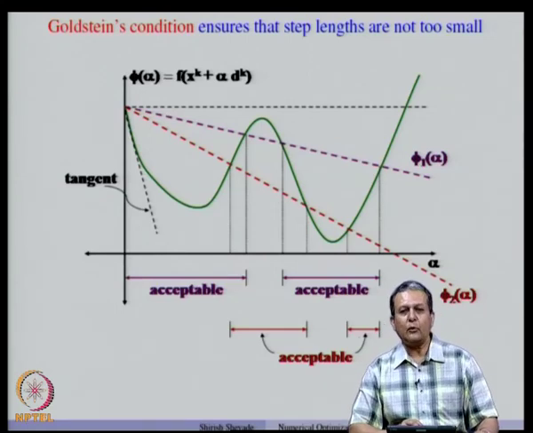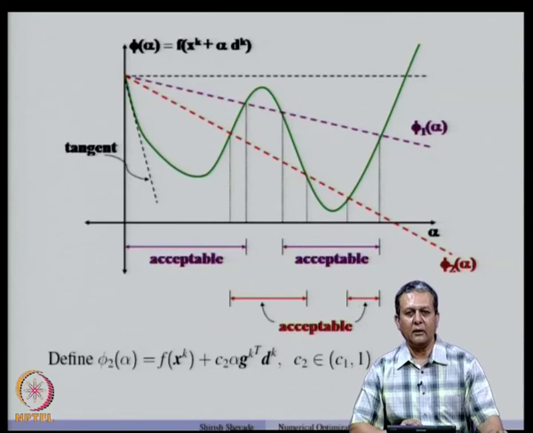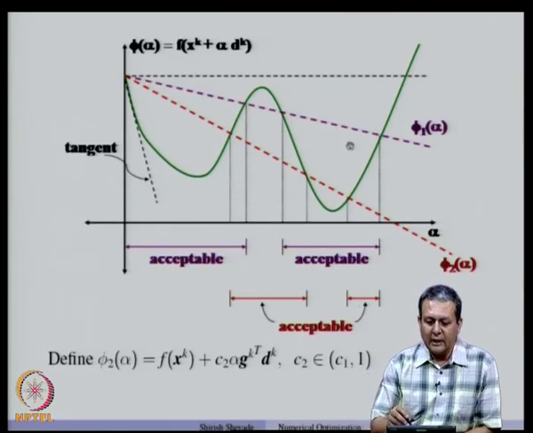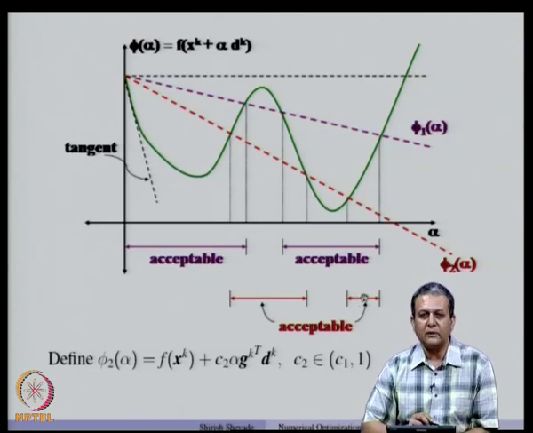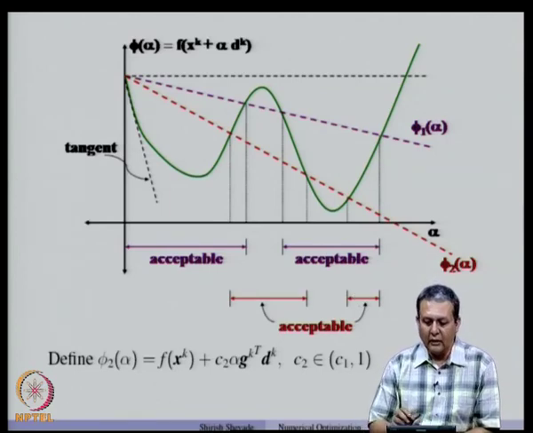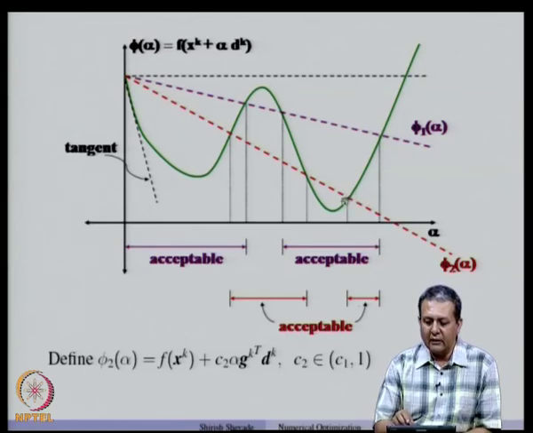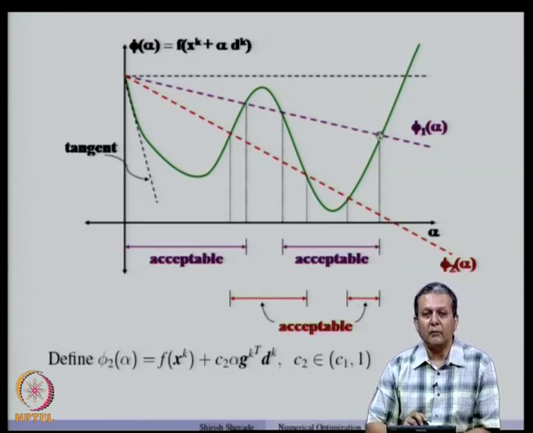So, now if we combine these two conditions, Armijo's and Goldstein's condition, you will see that this is the acceptable interval length for Armijo's condition, and this is the acceptable interval length for Goldstein's condition. In fact, for Goldstein's condition, any alpha where the function value is greater than this phi 2 alpha should be okay. So, ideally we should be getting this interval to be going towards plus infinity, but we have clipped it because we do not want to violate the Armijo's condition.